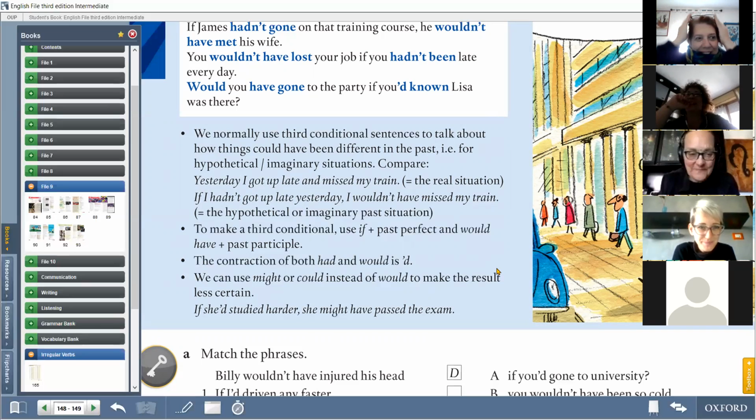E nessuno se ne accorge. Furbetta. Okay. We can use might or could instead of would to make the result less certain. If she'd studied harder, she might have passed the exam. Quest'ultima nota, non vi preoccupate, non fa nessuna differenza, è una specifica ulteriore, però di fatto non cambia niente.